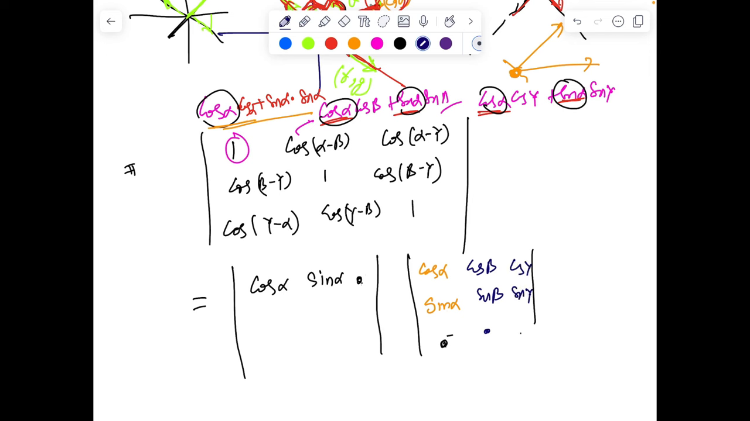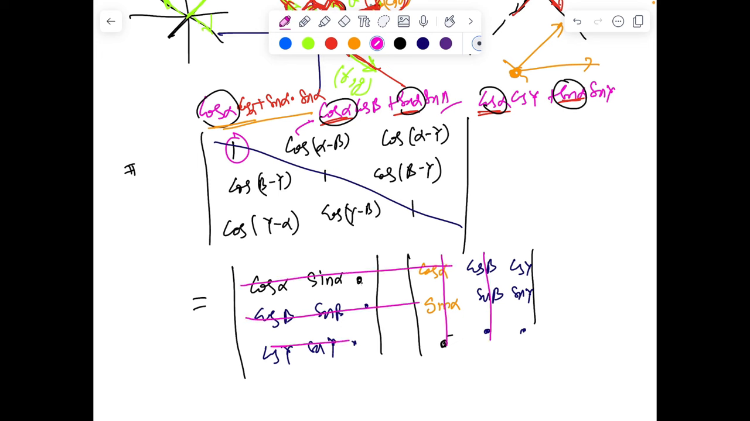So the next term will be similarly cos beta sin beta and something, and the last term is going to be cos gamma sin gamma and something. Similarly, here I can fill cos beta sin beta, and then cos gamma sin gamma, and you can see the symmetry. Moreover, the diagonal term is preserved because we have cos square plus sin square each time. So now the point is what to put over here.